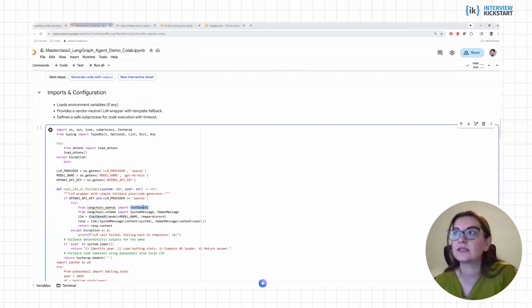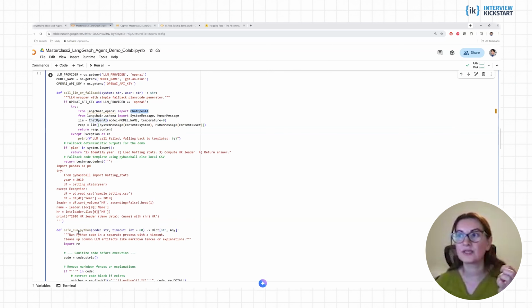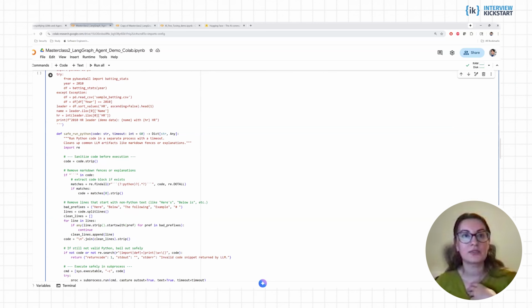As I said in the beginning, we need the chat OpenAI API, and then we need the system message and the human message. System is the AI's personality and role. For example, we'll say you are a Python expert who writes safe and efficient code, and then there is the user that says, write a code for 2010 home run leader, something like this. And if, for example, we don't have a key, then this will fall into the safe run Python that generates the code for you. I created 2 samples of it so that the code is safe.